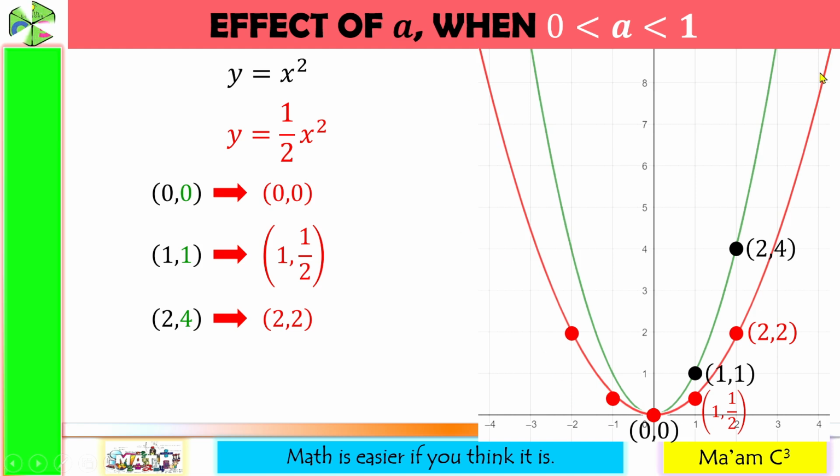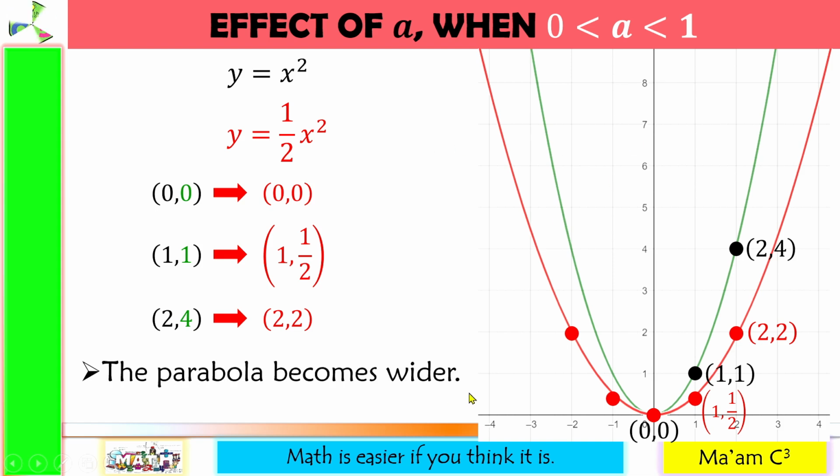So what did you notice this time? From our mother graph to our new graph, what happened? The parabola becomes wider. That is the effect when we multiply x squared with a less than 1 but greater than 0. To give you more examples, let me show you an app where we can graph several functions.